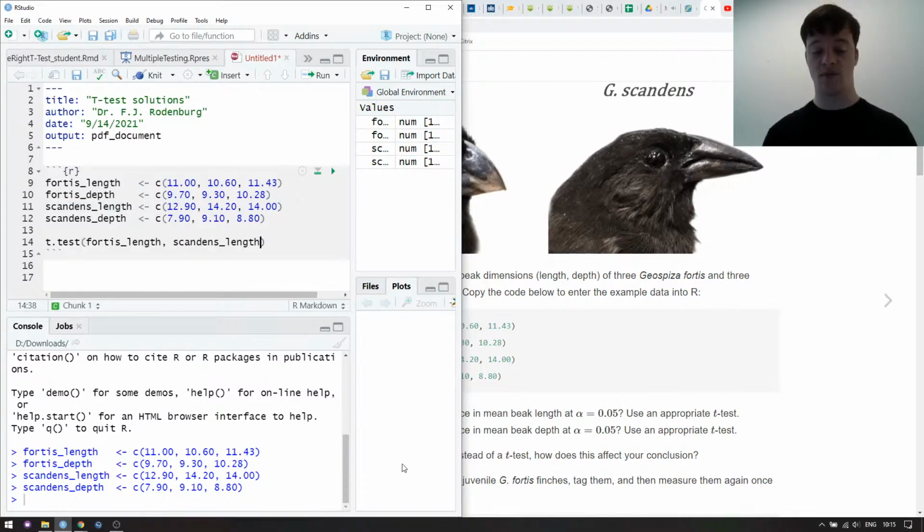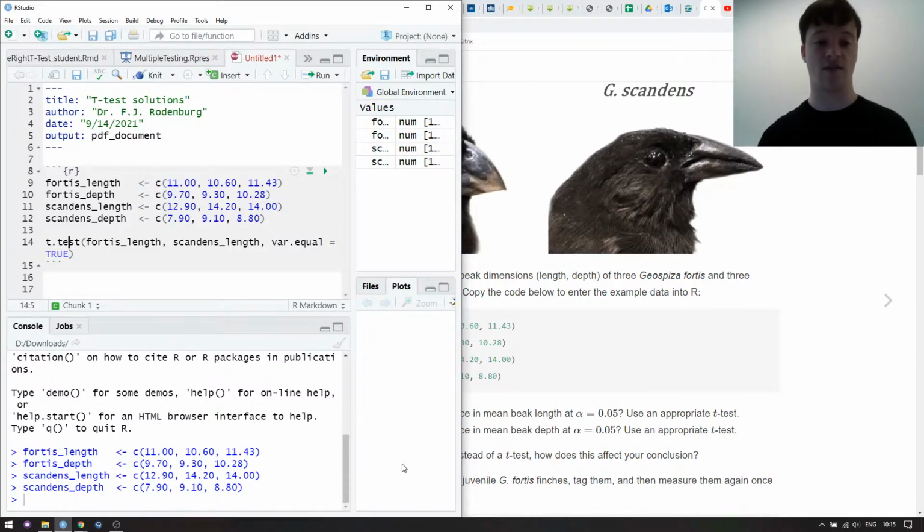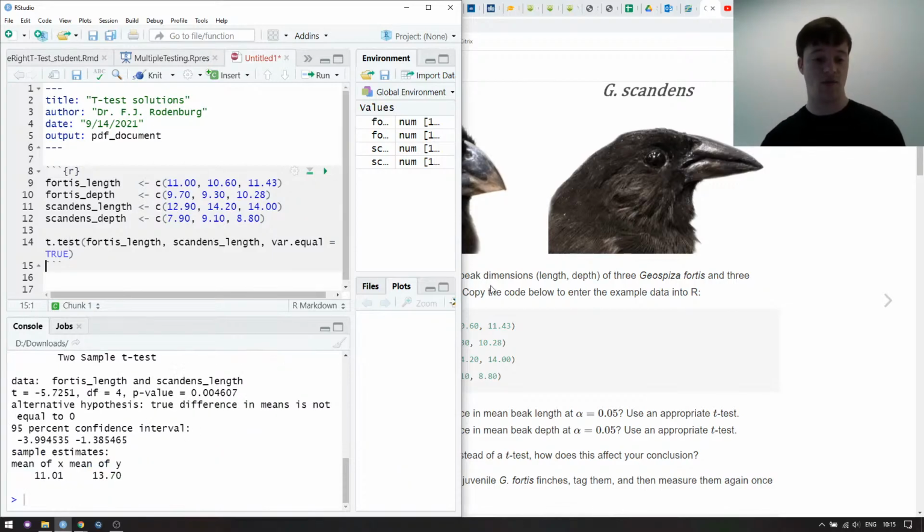So this is one option. Another is to choose var.equal is true, which will give you the slightly more powerful version, which in this case I think makes sense to do. The other one is not wrong, it's just slightly less powerful. If we run this, we get a p-value, and there is a significant difference in the length, and you can see that the second group, mean of y, is larger than the mean of x.